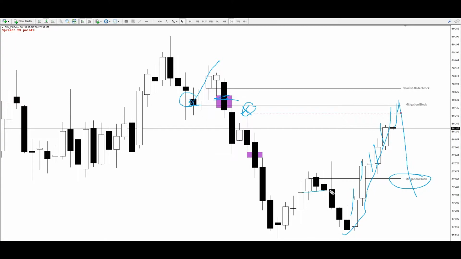The people that thought this market was going to create a lower low are going to mitigate their shorts right here and open long positions. Okay, cool.